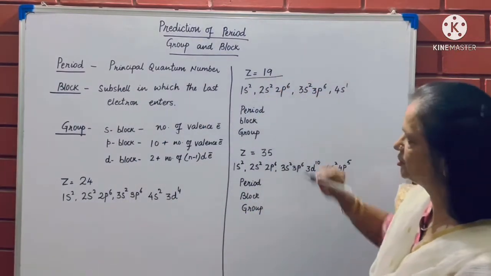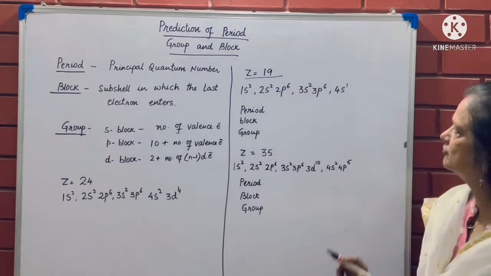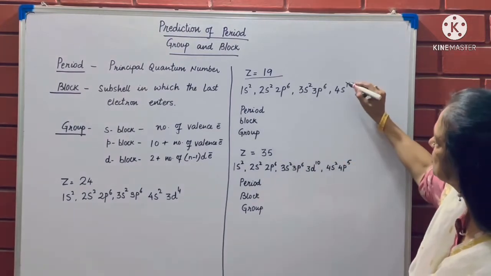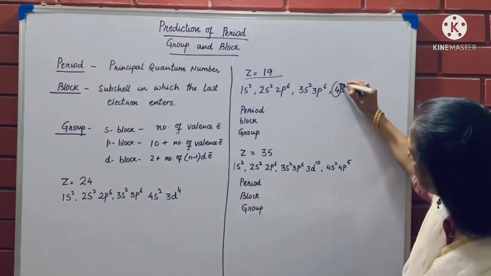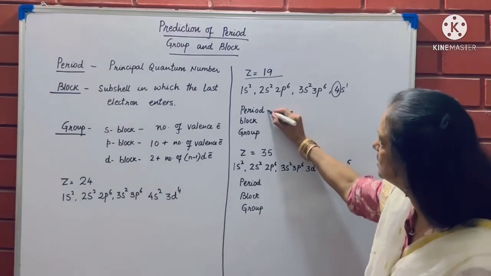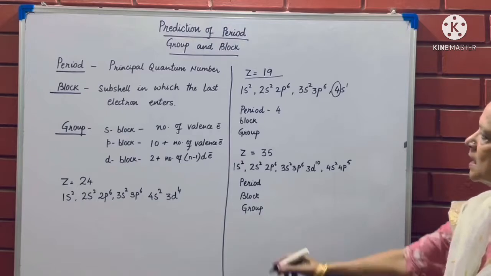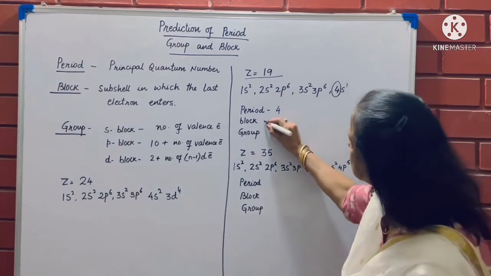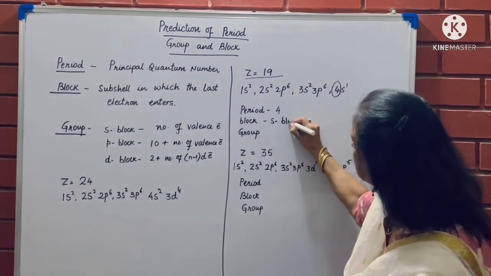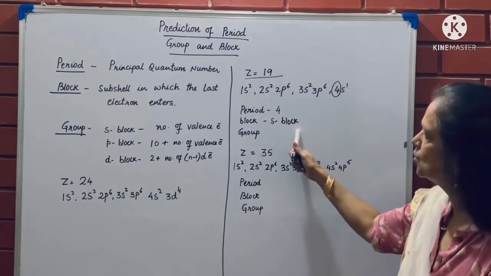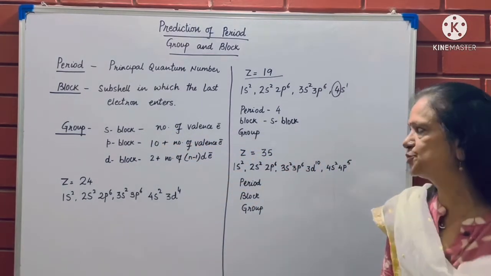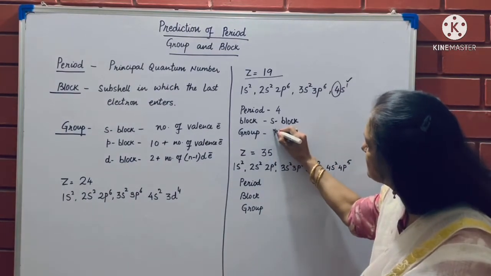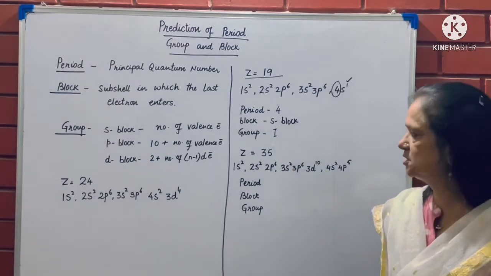I've taken atomic number 19. If I write the electronic configuration, this is the electronic configuration. If I want to find out the period, it is from the principal quantum number. The principal quantum number is 4, so the period here is the 4th period. Then block: the last electron went into the S subshell, so we'll say this is an S block element. Now, since it is an S block element, for the group I should know the number of valence electrons. There is only one valence electron here, so it is present in the first group of the periodic table.